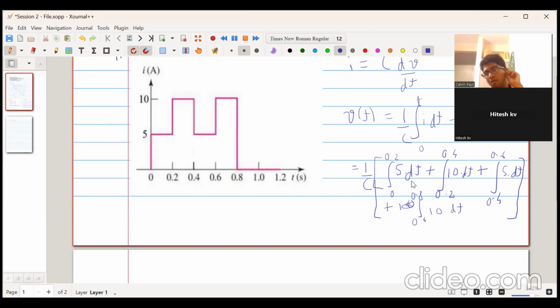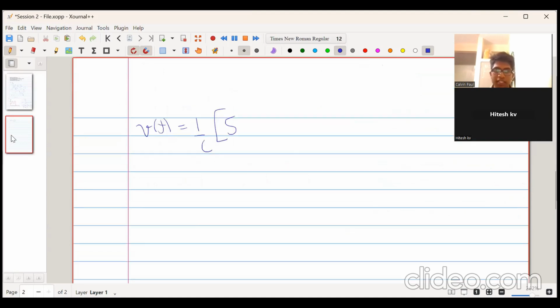Phi into 0.2. For the second integral, what will I get? 10 into 0.2. Similarly, for this also I'll get phi into 0.2, and for this also I'll get 10 into 0.2. So finally, I'm getting 5 plus 10 plus 5 plus 10 into 0.2.